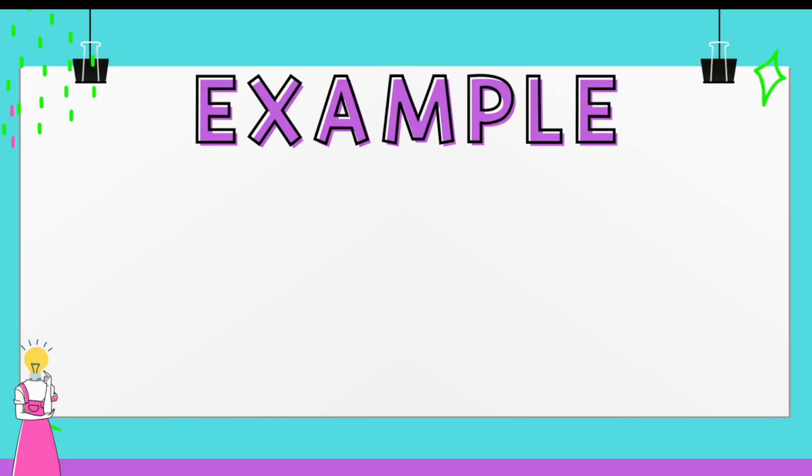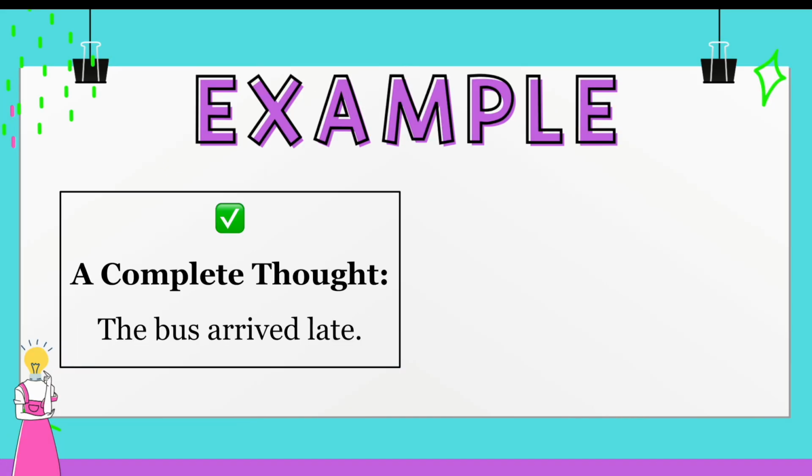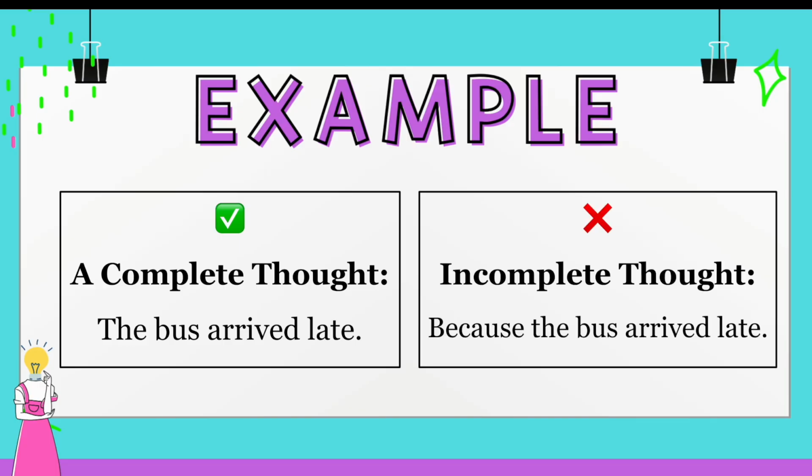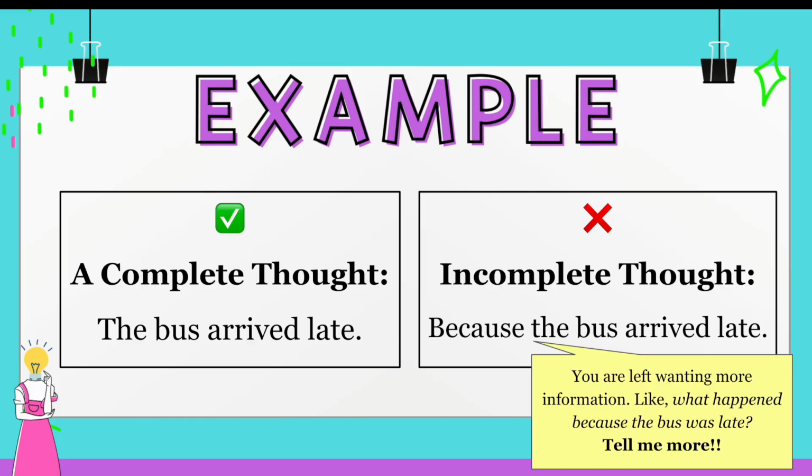Let's look at this example. A complete thought: The bus arrived late. An incomplete thought: Because the bus arrived late. You're left wanting more information, like, what happened because the bus was late? Tell me more. I need more. And so if we had more information, it wouldn't even be a simple sentence anymore because it has two different thoughts. So a complete thought, one thought, is a simple sentence.